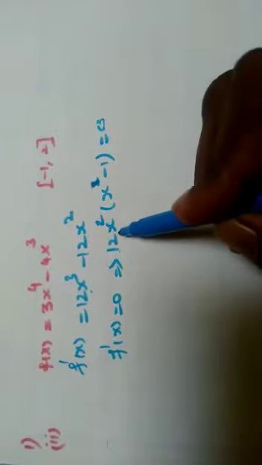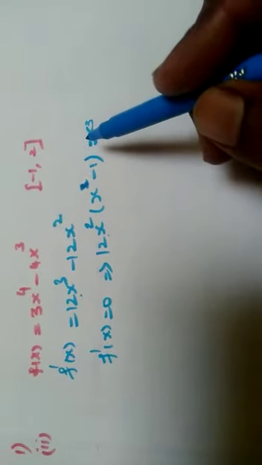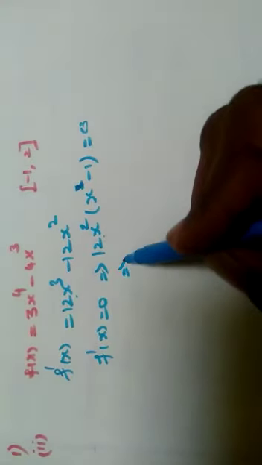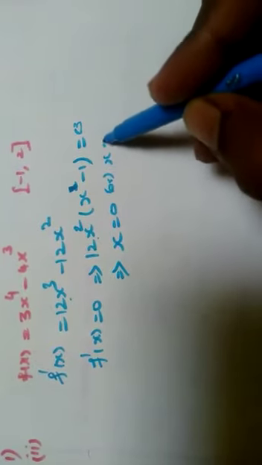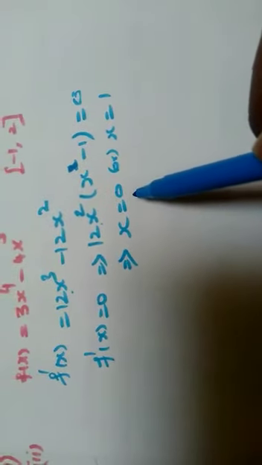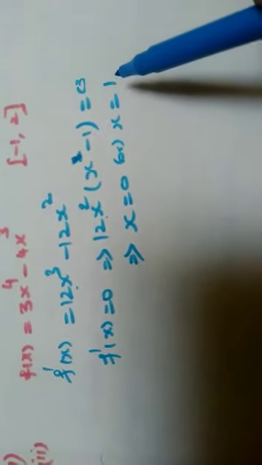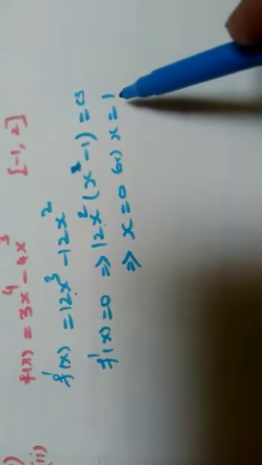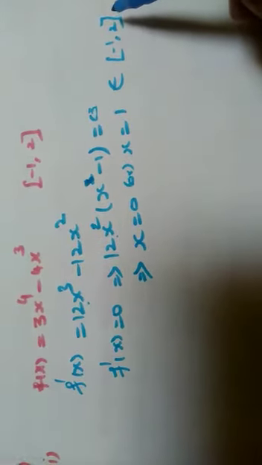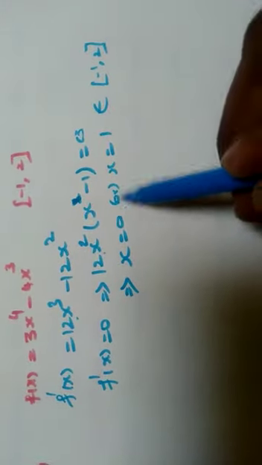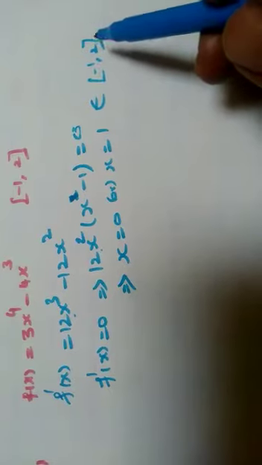So 12x^2(x - 1) equal to 0 means we get x = 0 or x = 1. Both the limits belong to the given interval [-1, 2]. So we get 4 points: 0, 1, -1, 2.